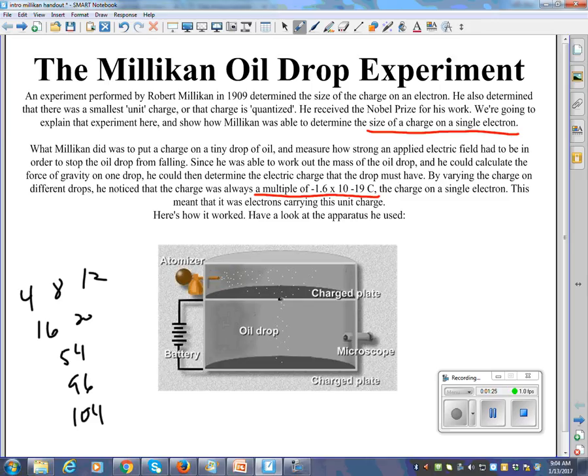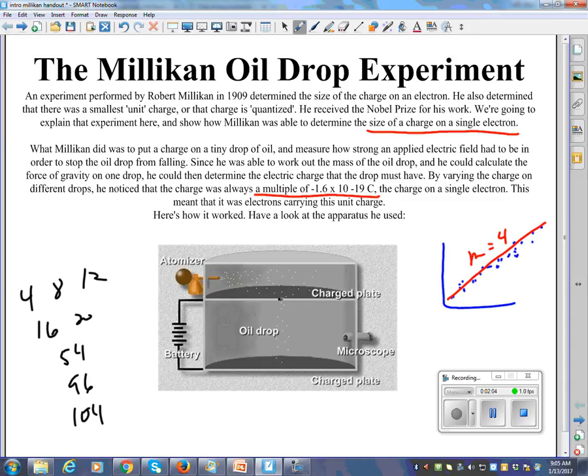So what Millikan would have done is he would have made a note of all of these charges. My guess is that he probably graphed them and likely got data that kind of looked like that. And then when he found the slope of it, like if you graphed 4, 8, 12, 16, 20, 54, and so on, you would get a line. And when you found the slope of it, what would the slope of said line be? The slope would be 4, wouldn't it? Because the line would sort of be going up by 4.